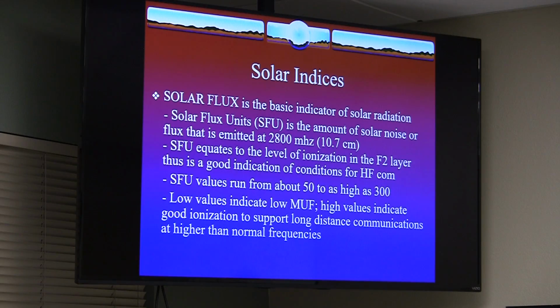The units run from about 50 to as high as 300. So low values indicate a low maximum usable frequency. A low number means that the MUF is going to be maybe 20 megahertz, somewhere in that range. A high value is going to indicate maybe 30 megahertz or higher, 10 meters versus 20 meters.